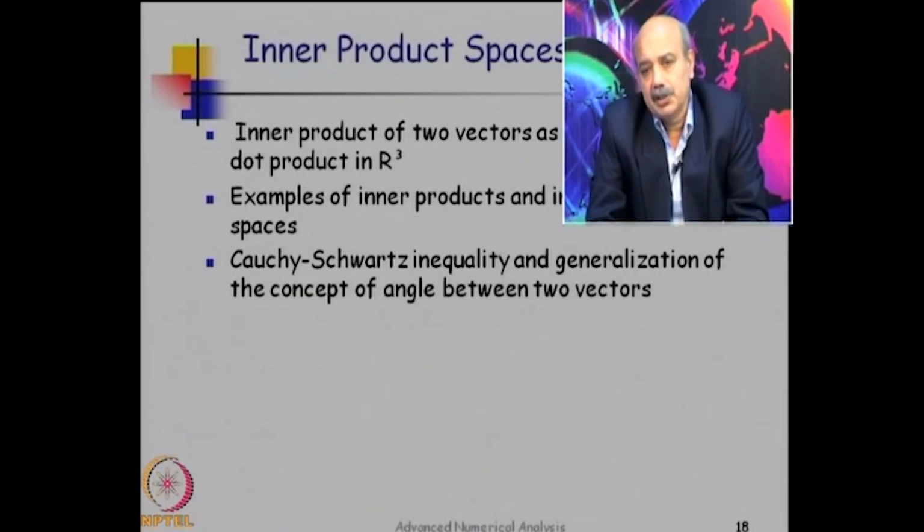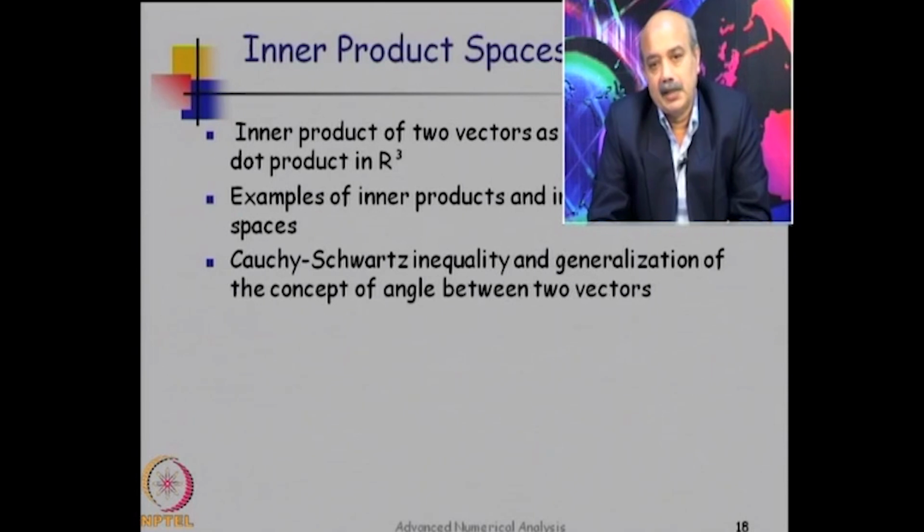A generalization of this particular concept in inner product spaces is nothing but the so-called Cauchy-Schwarz inequality. The name Cauchy-Schwarz inequality might sound very intimidating, but this is a very fundamental result in inner product spaces, and it will help us to define the angle between two vectors.